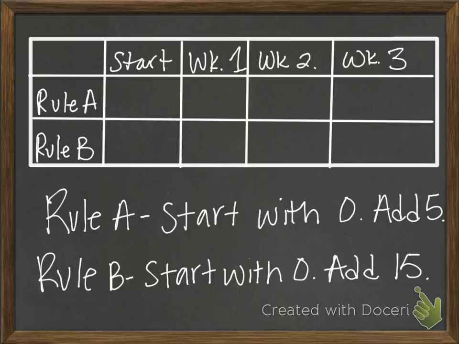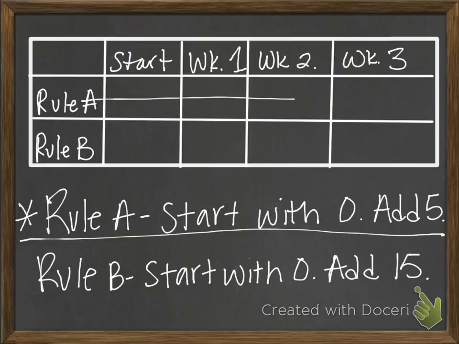And it's blank, but it tells me the rules down here. So I want you to look at one rule at a time. So rule A, it says start with 0, add 5. So this is all rule A. I'm only looking at the top row.